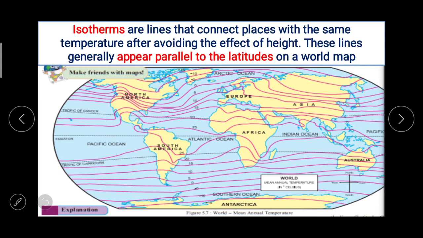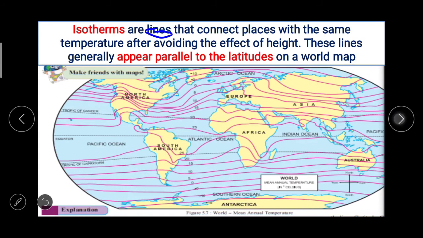Isotherms are lines. What is an isotherm? They are lines, but not just lines. Isotherms are lines that connect places with the same temperature after avoiding the effect of height. These lines generally appear parallel to the latitude on a world map. So isotherms are the lines which connect places with the same temperature, and if you observe this figure very carefully, then you can understand how these lines are connecting with each other.